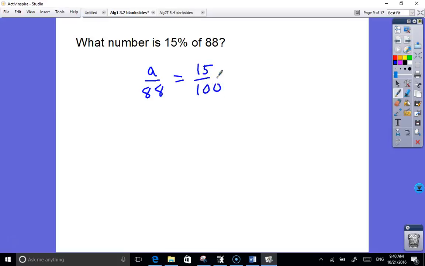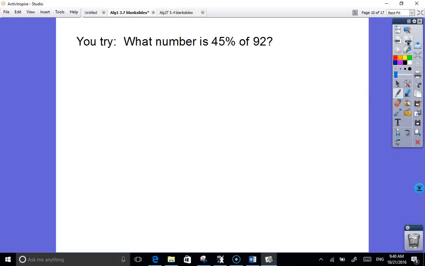How do you solve that? A over 88 equals 15 over 100. What do you multiply both sides by? 88, right? All right, so these cancel, and what was the part? 13.2. Okay. So you try. What number is 45% of 92?